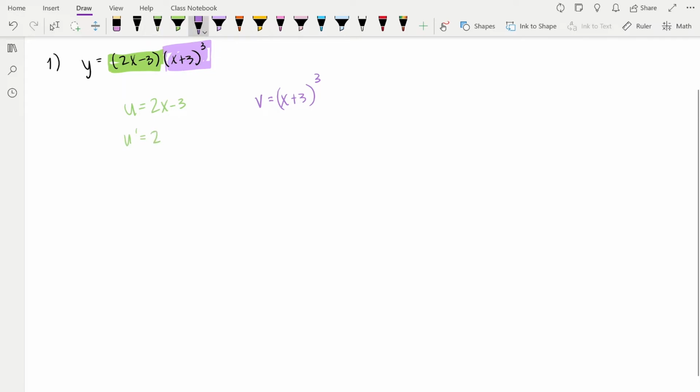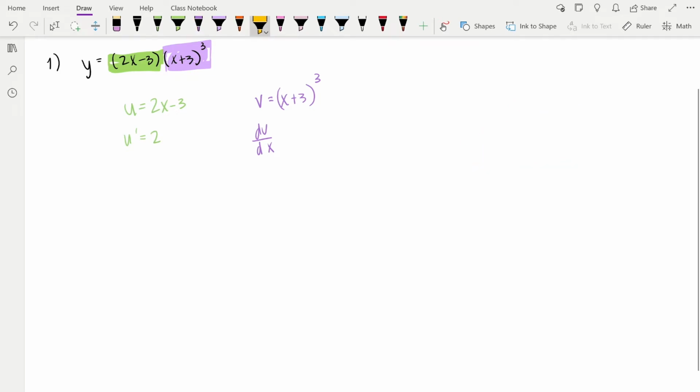Okay, so v prime. But actually, v prime is the derivative, it's dv/dx that I need. That's a composite function, so I can't go straight there. I will write the answer here. Let's go ahead and do the work over on this part of the screen. So I need the chain rule.